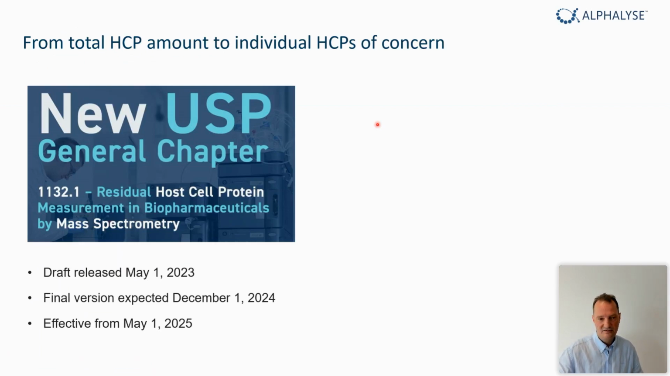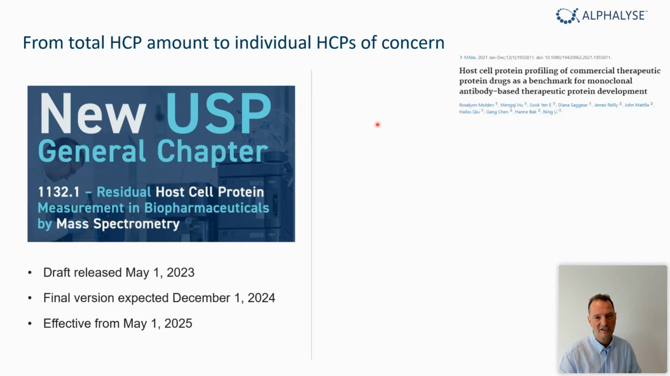In addition to this important publication, there are a number of key publications for HCP analytics that you should be aware of and that are driving these changes. One important paper is by Rosalind Moulton and colleagues from Regeneron, where they characterized the host cell proteins in commercial therapeutic mAbs. So they characterized all the impurities in mAbs on the market.